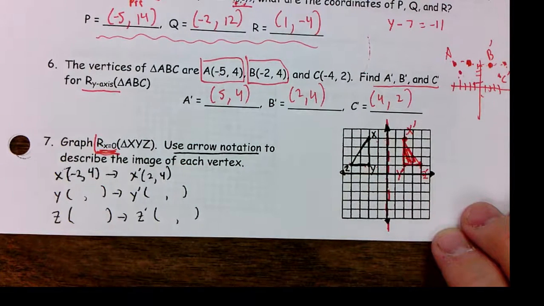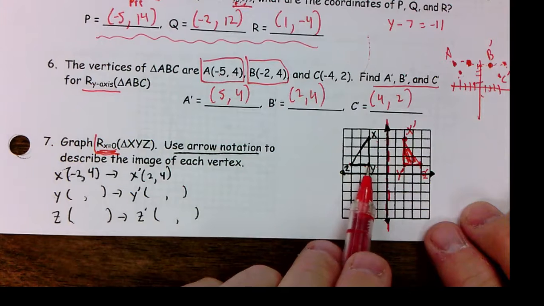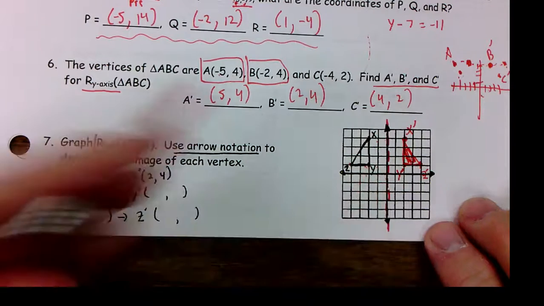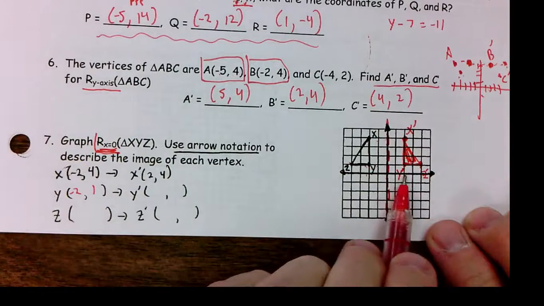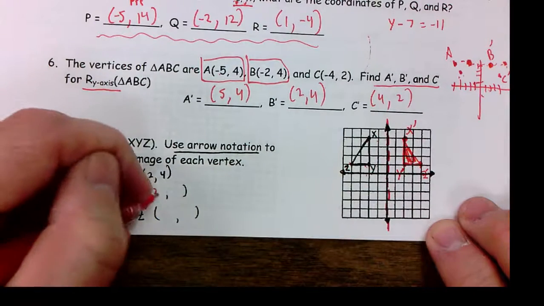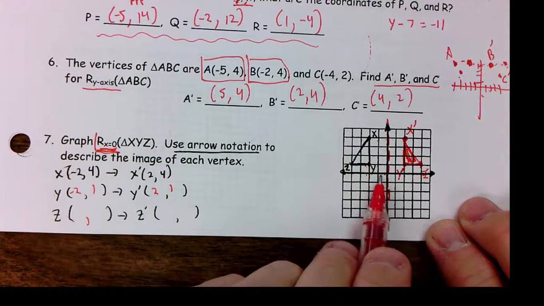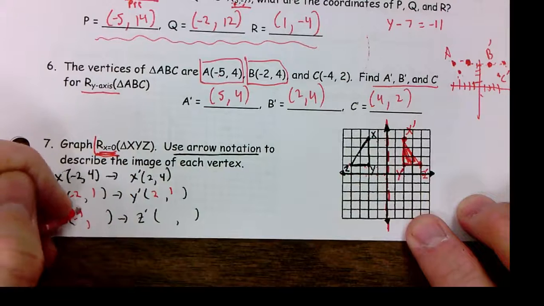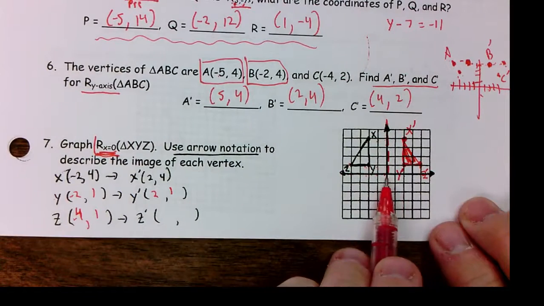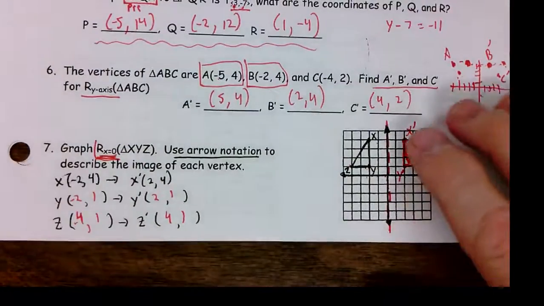And if I name the ordered pairs, I see X is already done. The Y started at negative 2, 1, and it ended at positive 2, 1. The Z started at negative 4, 1, and the Z ended at positive 4, 1. And that problem is done.